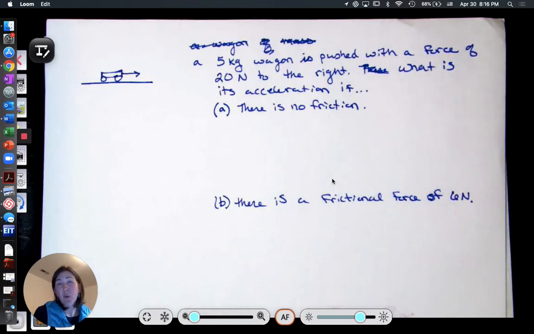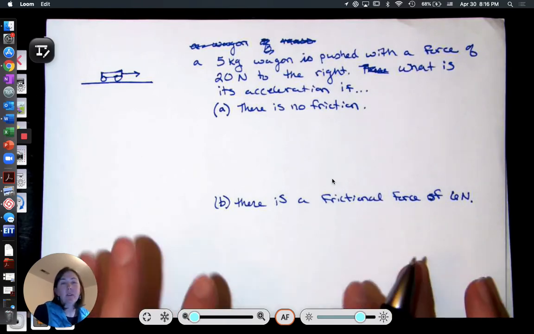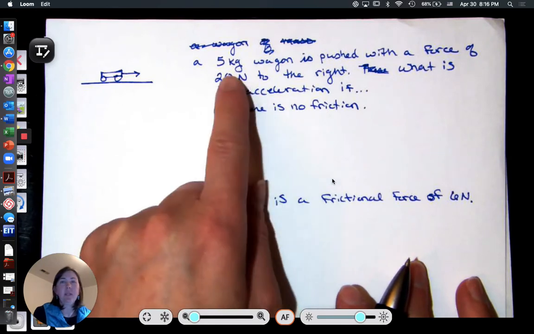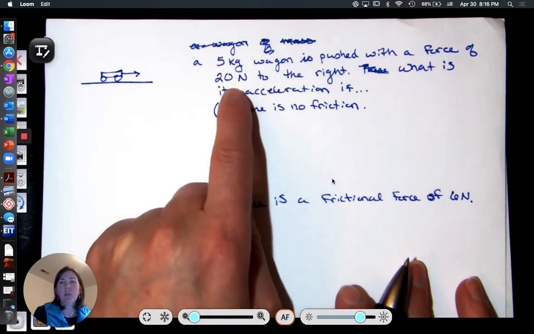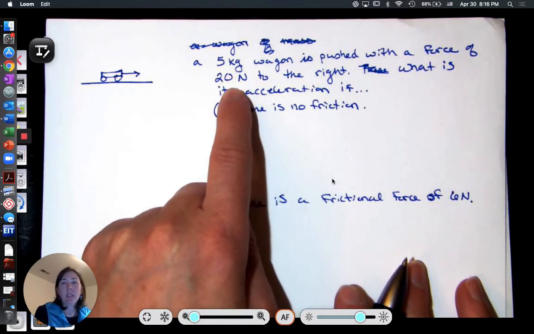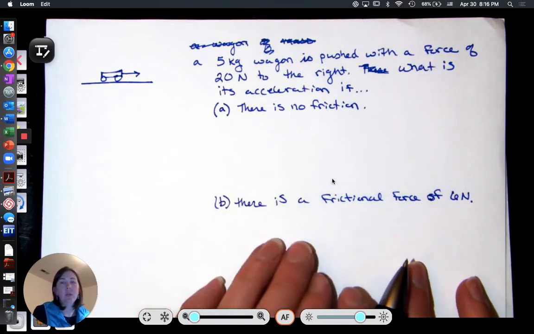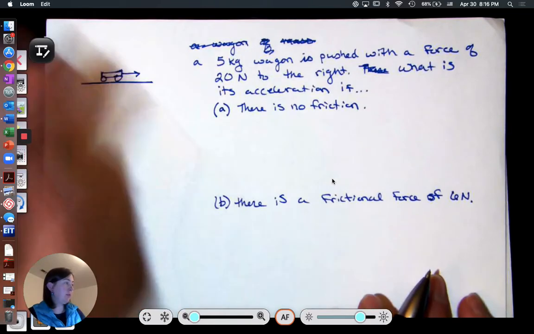So how do you do a problem that involves Newton's second law and acceleration? This is a very typical type of problem where you have, in this case, a 5 kilogram wagon that's pushed with a force of 20 newtons to the right. What is its acceleration if there is no friction? And then what is the acceleration if there is friction?